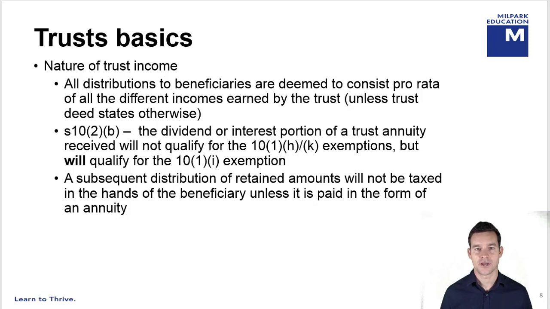So what we've said with the trust is that in each year, every single rand of income needs to be taxed somewhere. Every rand of income is taxed. So if there are subsequent distributions of retained amounts, they are not taxed in the hands of the beneficiary unless they're paid out as an annuity. And the reason for that is that they have already been taxed when they were earned.